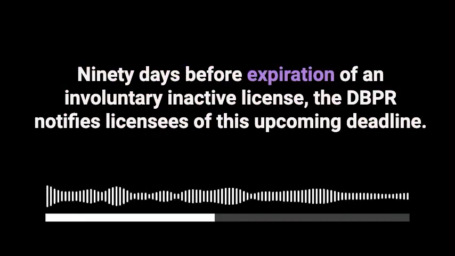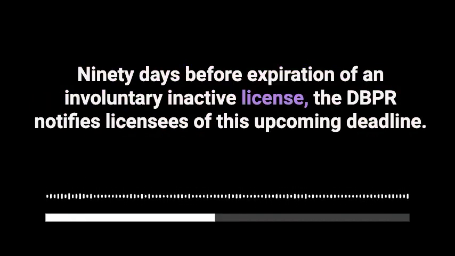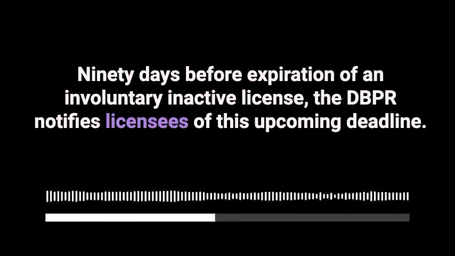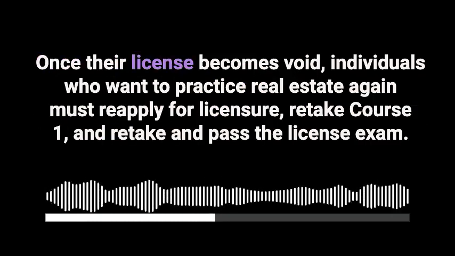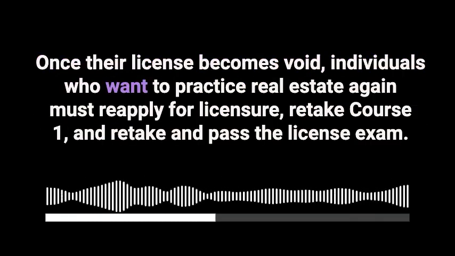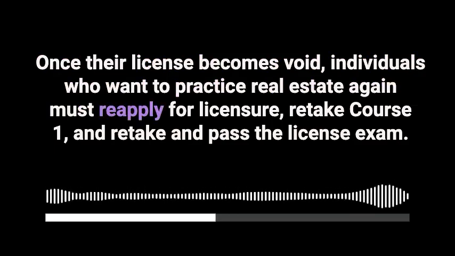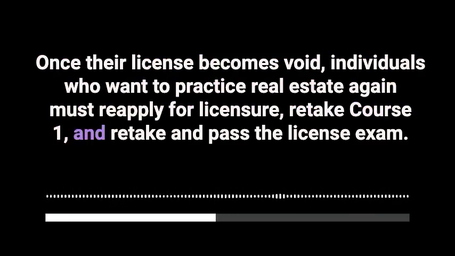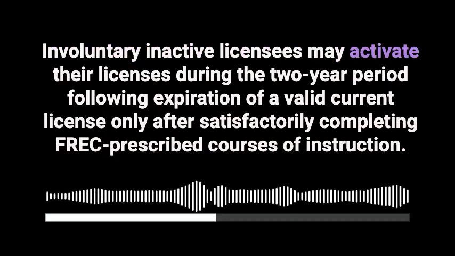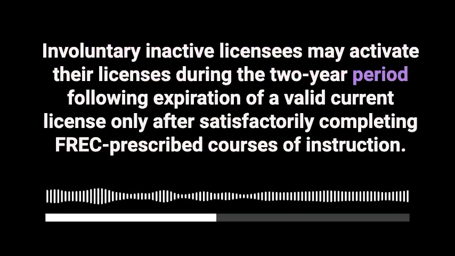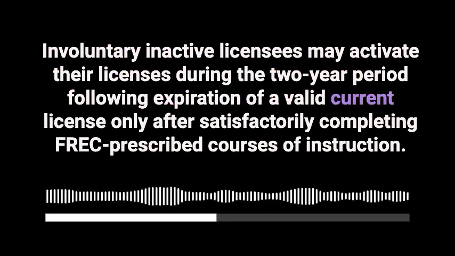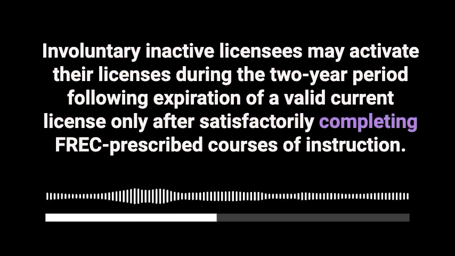90 days before expiration of an involuntary inactive license, the DBPR notifies licensees of this upcoming deadline. Once their license becomes void, individuals who want to practice real estate again must reapply for licensure, retake Course 1, and retake and pass the license exam. Involuntary inactive licensees may activate their licenses during the 2-year period following expiration of a valid current license only after satisfactorily completing FREC prescribed courses of instruction.